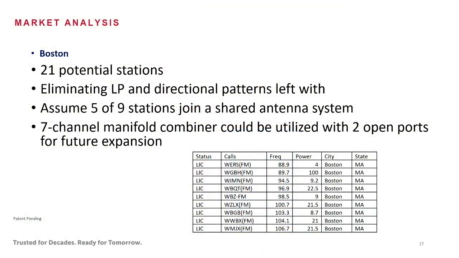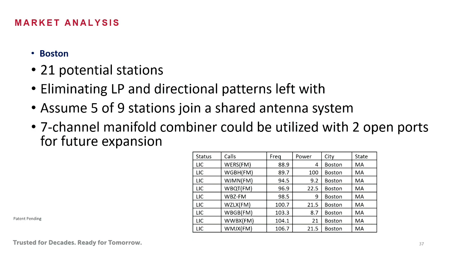If you look market to market and you think, well, practically, how can all this work? Well, okay, let's look at a market. Let's pick a specific market, like Boston. There's 21 stations there that could potentially move into a common antenna. And if you take out the LP and the directional patterns, and let's just say we're only going to look at the omnis, right? Because remember, the other factor here is everybody's got to share the same antenna, right? So you've got to have similar patterns to start. So there's 9 stations here that could possibly join in.